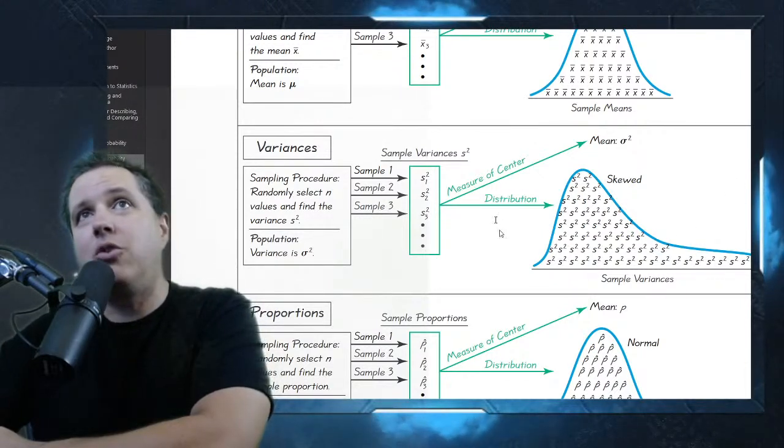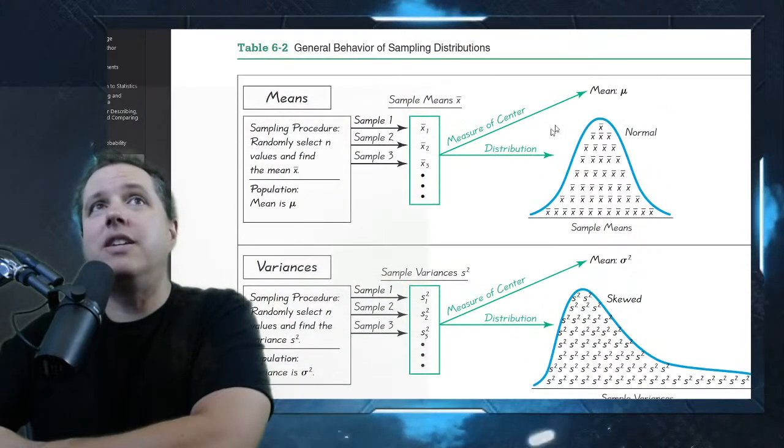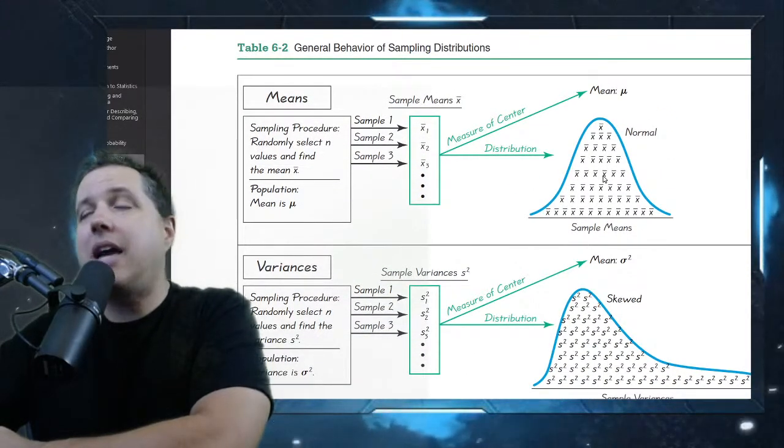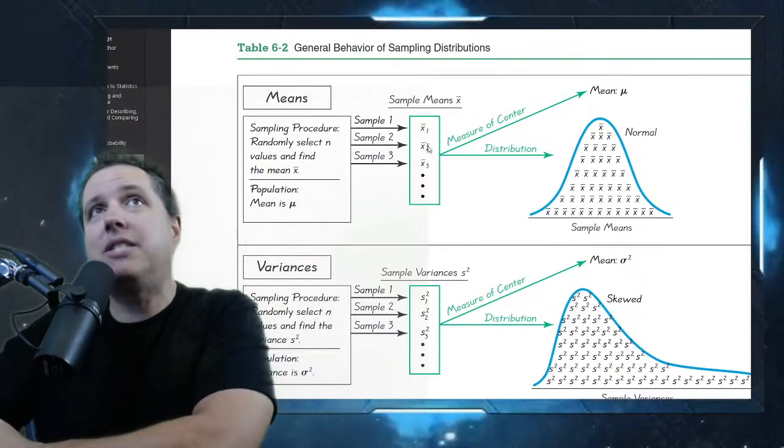Okay, but this is not a normal distribution right here. This is. So for means, we can find the means of things by calculating a normal distribution. That is, we keep sampling.